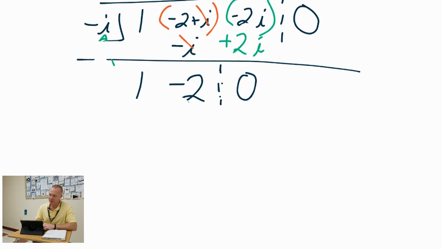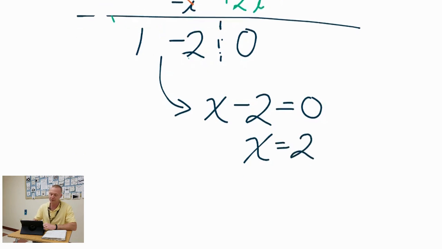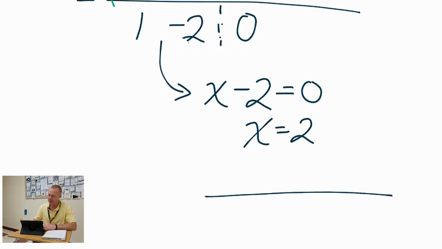Now, this is a depressed polynomial. Sometimes it can be a little bit confusing because it's very depressed. It's down to just x minus 2. And x minus 2 equals 0. We don't need to get too fancy with that. I hope you just say x equals 2, which gives us our other root. Okay, so our roots are 2 and plus or minus i.